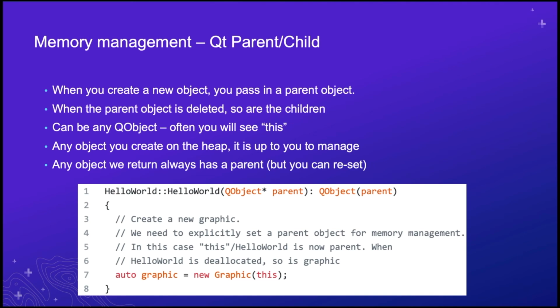You can see that HelloWorld takes in a QObject parent, and it also subclasses QObject. Inside of the constructor, we're creating a new graphic, and we're passing in a parent object, this. In this case, this refers to the instance of HelloWorld. So when HelloWorld is deleted, so will the graphic.